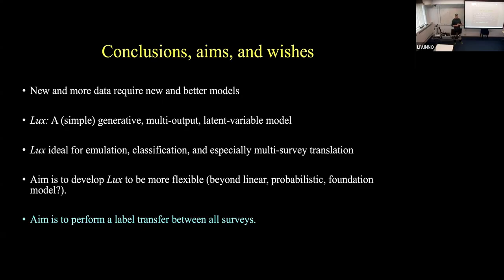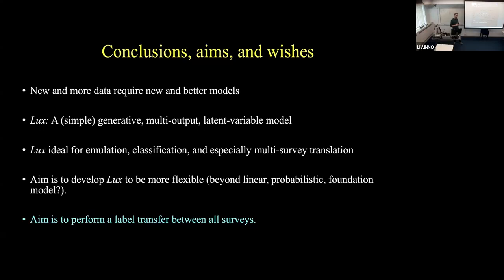And this is the sort of message behind Lux. It's the simplest model you can get. It's a linear model, right? However, it can still perform really well and it's very powerful. Here I'm showing you how this simple, or dumb, foundation model can do all these different things. It can do emulation tasks, classification tasks, and multi-survey translation or label transfer tasks.